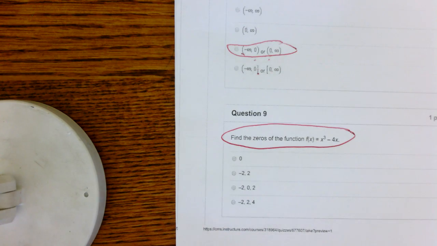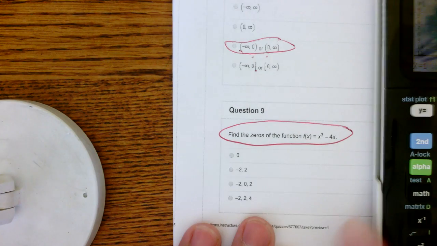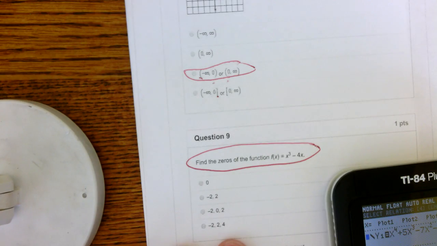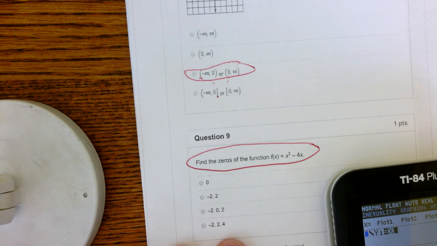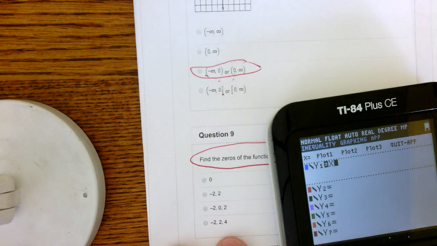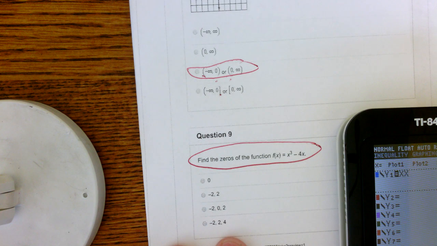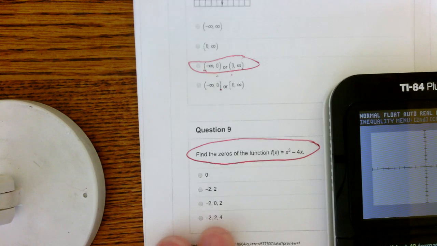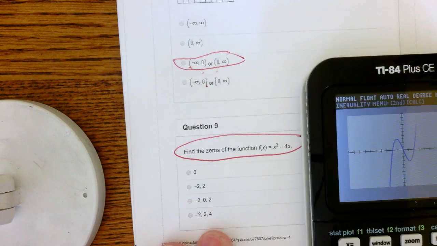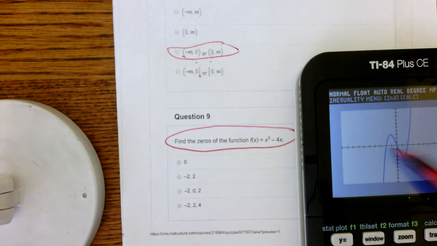Now on to question 9. Find the zeros. You could do this using your calculator or you could factor it, but I will show you using the calculator. The first thing you should do is go to y equals and type it in. And then graph it. And you can see that there's 3 zeros.